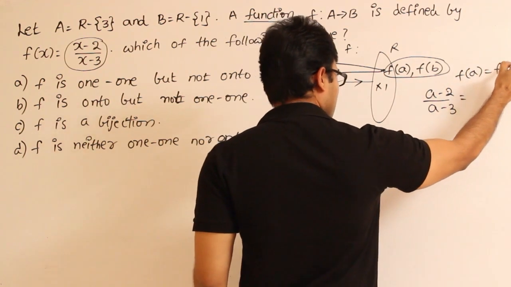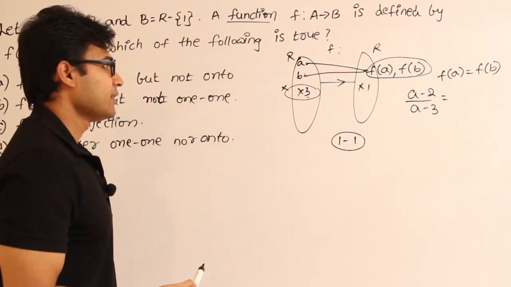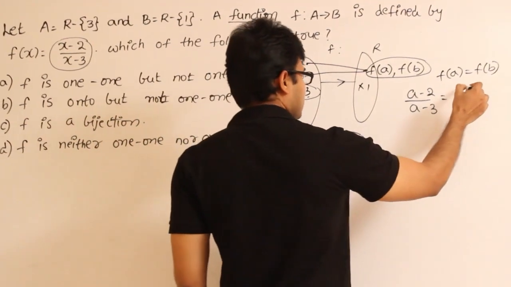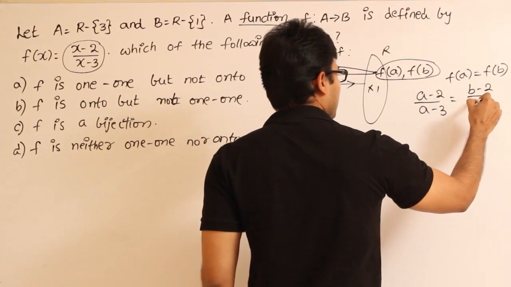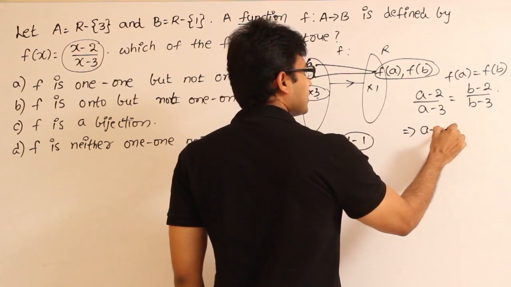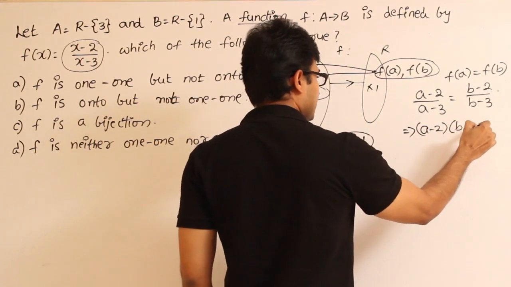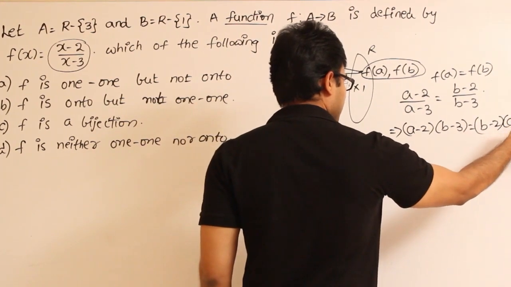I'm just assuming that there are two elements A and B in such a way that their images are the same. Then (A minus 2) by (A minus 3) equals (B minus 2) by (B minus 3). What does it mean? It means that (A minus 2) into, I'm just cross multiplying, right? (B minus 3) equals (B minus 2) into (A minus 3).